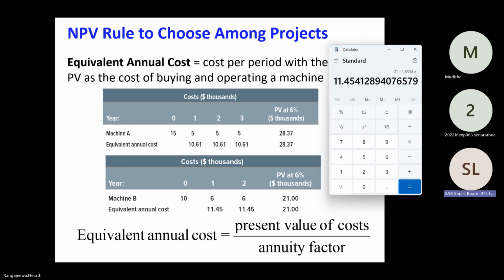Not a project. Not the entire project. You are running a project, you have to replace some machine part or something. Then we can't find the NPV of that, because we don't have its own cash flow. We have to look at it cost-based.